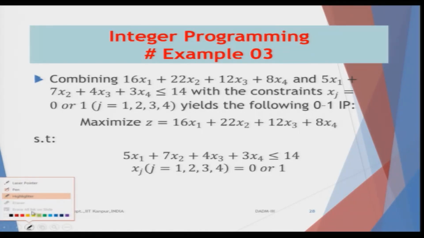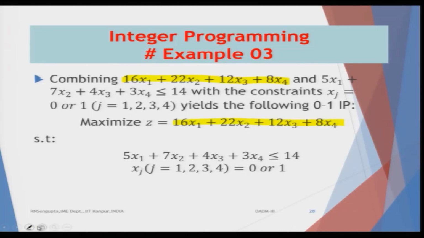So, I will use the color yellow as I have been using. So, this also comes here, and the constraints are corresponding to the green color, which is less than or equal to 14. This is true. So, this yields this 0 1 programming, and you have 4 decision variables, 0 and 1, based on which you can solve.